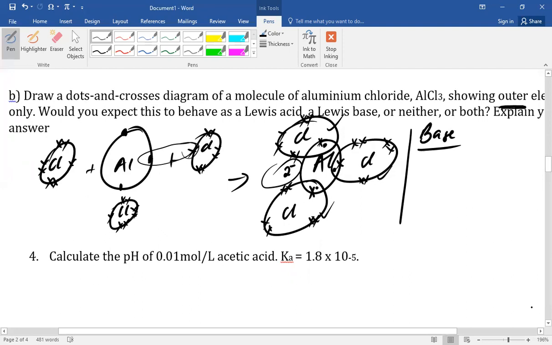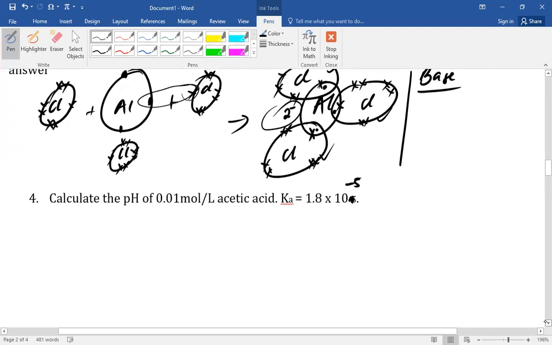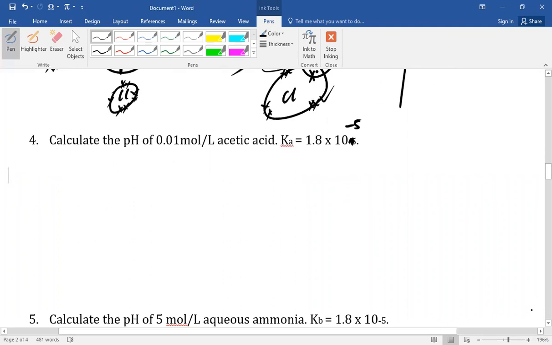Okay. Yeah. So we go to the next question. So we have to calculate the pH of 0.01 mole per liter acetic acid with a Ka of 1.8 times 10 to the power negative 5. So how are we going to do this? First of all, we need to show how acetic acid dissociates into its components, because we said it's going to be dissociating.